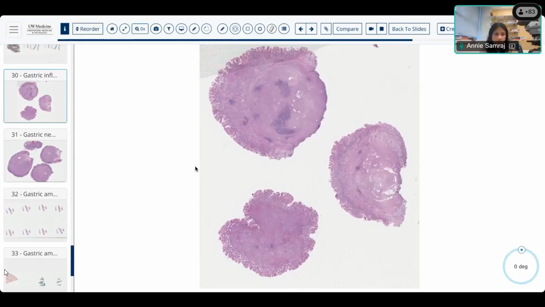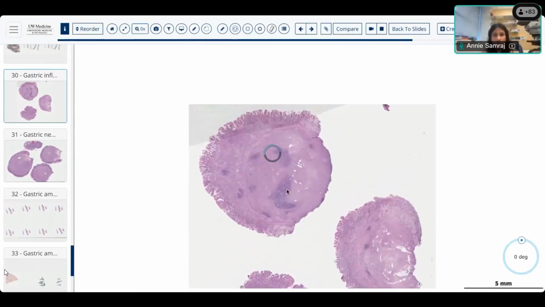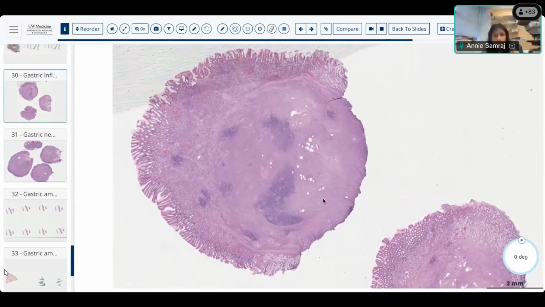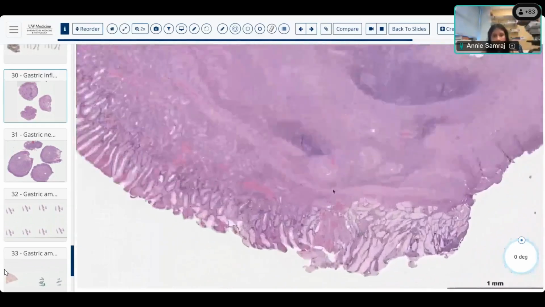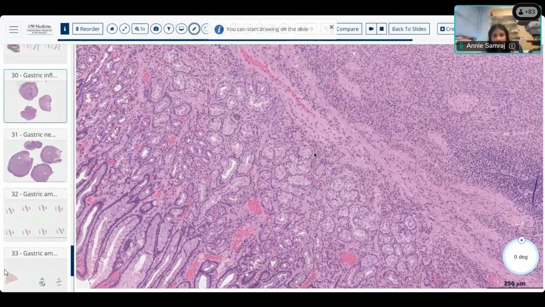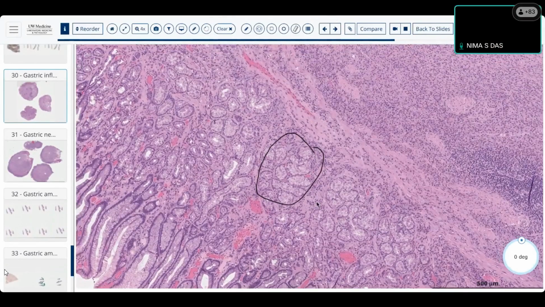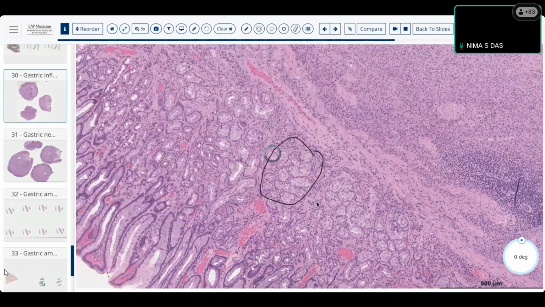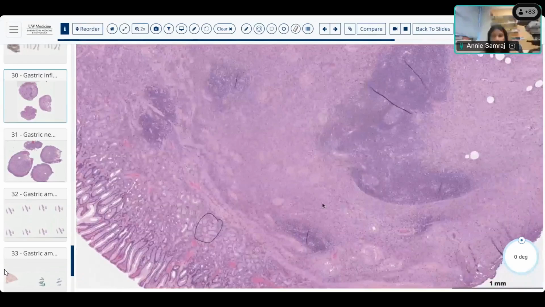Okay, so I think this is the last case we'll stop with. This is a very interesting tumor. Based on these glands, where do you think we are? Are we in the fundus? Are we in the antrum? Antrum. Yes, we have mucus glands. Correct, we are in the antrum.